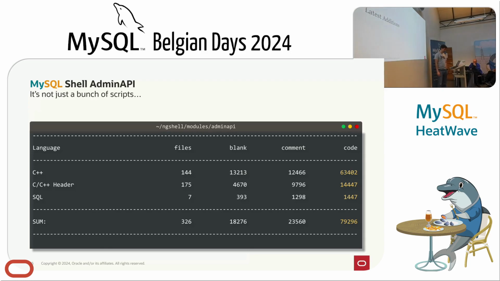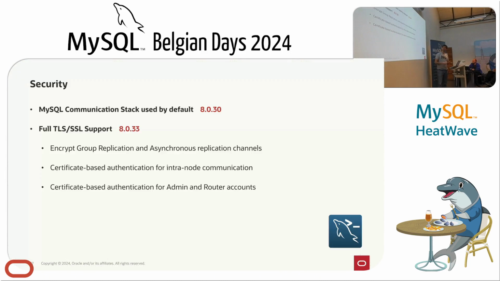The latest additions, regarding security: we're using the MySQL communication stack by default. This is great because you don't need to use allowlists anymore or have specific ports for group communication. So we use it by default. We now have full SSL support. Using the AdminAPI, you can encrypt group replication and asynchronous replication channels. And the great thing is that you can now use passwordless authentication for the internal communication and also for the router and admin accounts. So you can set up your full topology to use certificates.